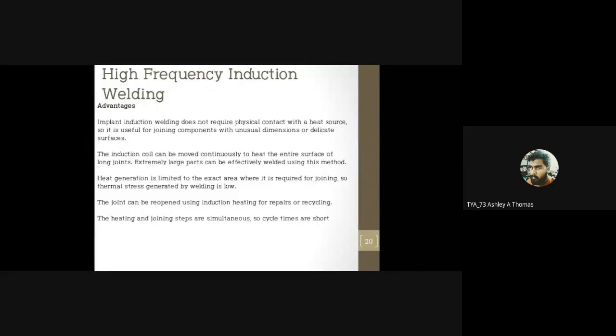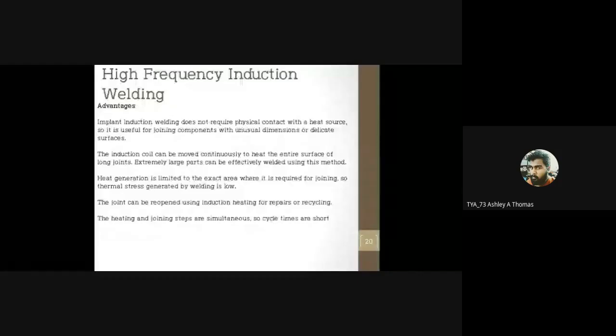That's what I am telling, localized heating. If you want to heat only that particular area, keep that coil close to that area, and only that much area will be heated. The joint can be reopened: if you want to reopen it, you just heat it again, it will melt down and you can reopen it. Cycle time is short. Obviously, if your power is more, then welding will be very fast, and cooling can also be fast, so cycle time is very, very less.